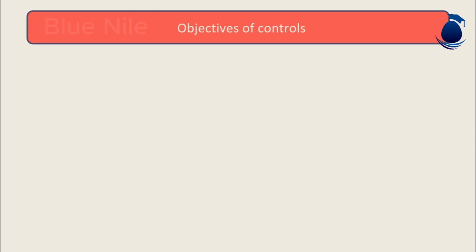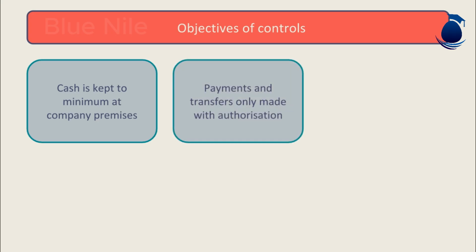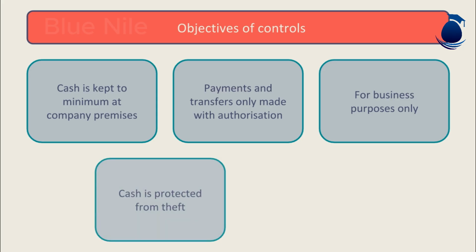The objectives for controls over cash are: to ensure cash is kept to a minimum at the company premises. Payments and transfers can only be made with authorization from a senior official. They are for business purposes only. Cash is protected from theft and banked regularly.